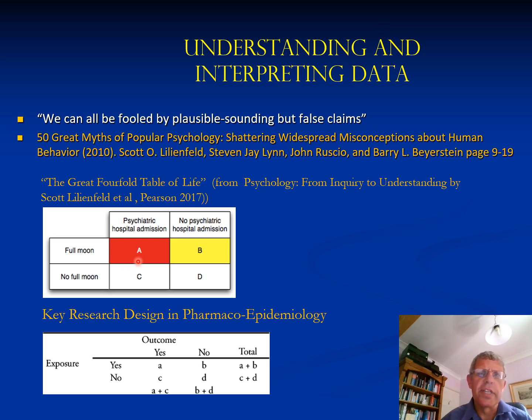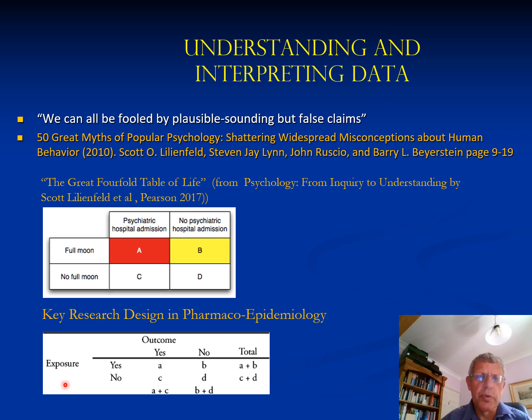And that's partly understandable because cell A seems to be more interesting than cell B. What's worse is when we don't pay any attention to cells C or D at all. So you can see how easy it is to draw false conclusions if you don't have the full data set.